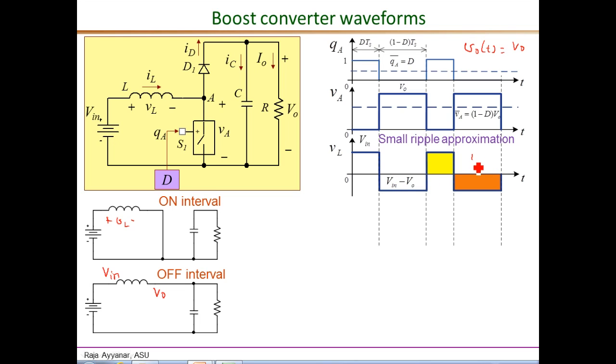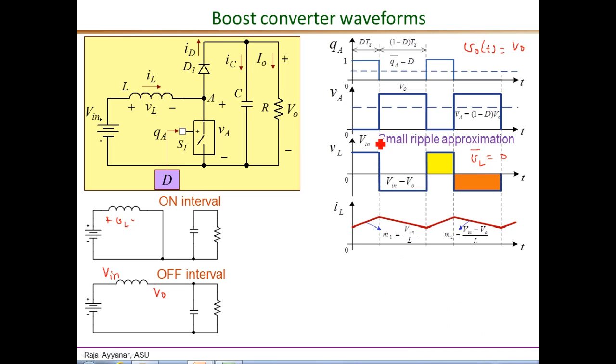Now we know that in steady state, VL bar for any converter should be equal to 0. Therefore, the area under the positive portion of the waveform, denoted by this yellow rectangle, is exactly equal to the area under the negative part of the waveform, and these two areas are equal to result in VL bar equals 0.